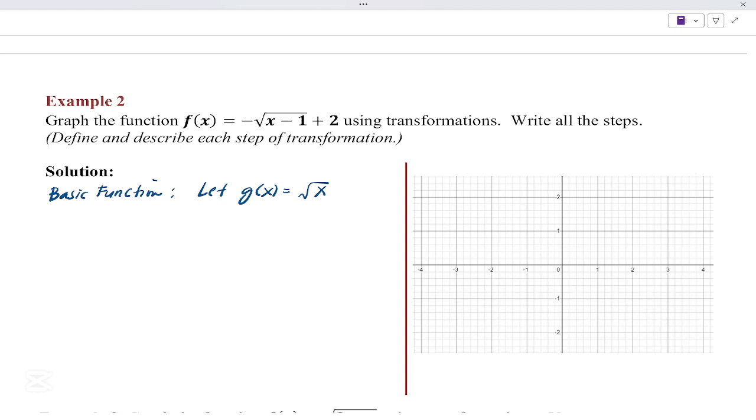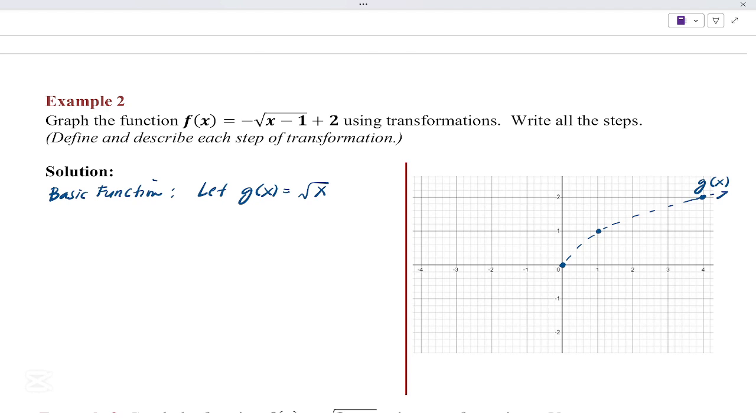If we graph this parent function, we can put x as 0, 1, and 4. When x is 0, y is 0. When x is 1, y is 1. And when x is 4, y is 2. Connecting these 3 points using a curve, this is the graph of function g, which is square root of x.